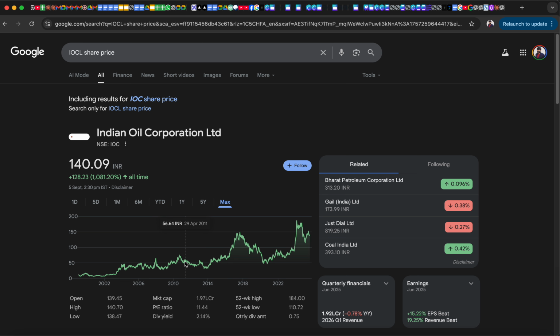Look at this. There is no big price change in the market price.